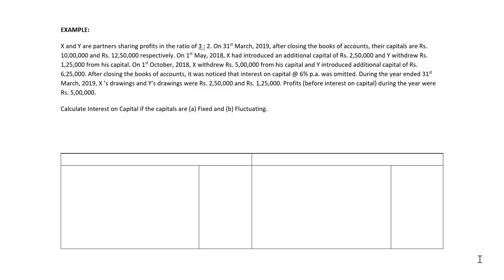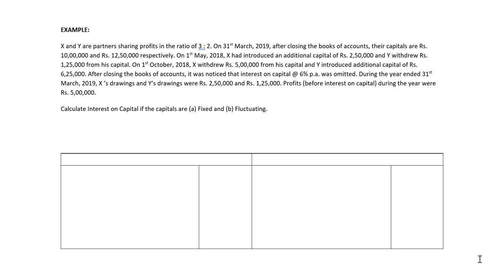Example: X and Y are partners sharing profits in the ratio of 3:2. On 31st March 2019, after closing the books of accounts, their capitals are rupees 10 lakh and rupees 12 lakh 50,000 respectively. On 1st May 2018, X had introduced an additional capital of rupees 2 lakh 50,000 and Y withdrew rupees 1 lakh 25,000 from his capital.